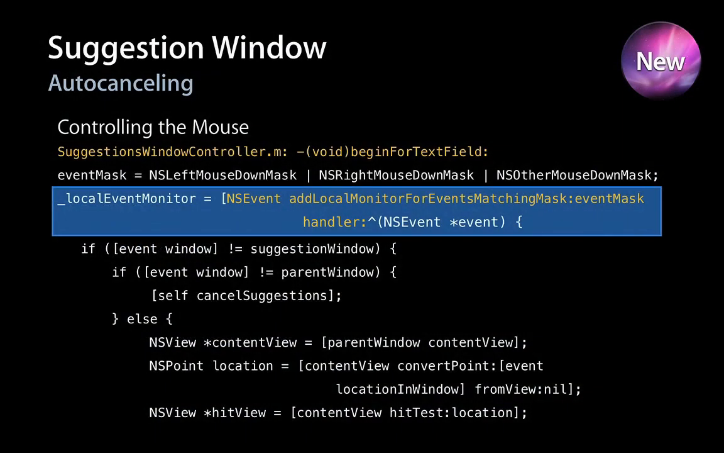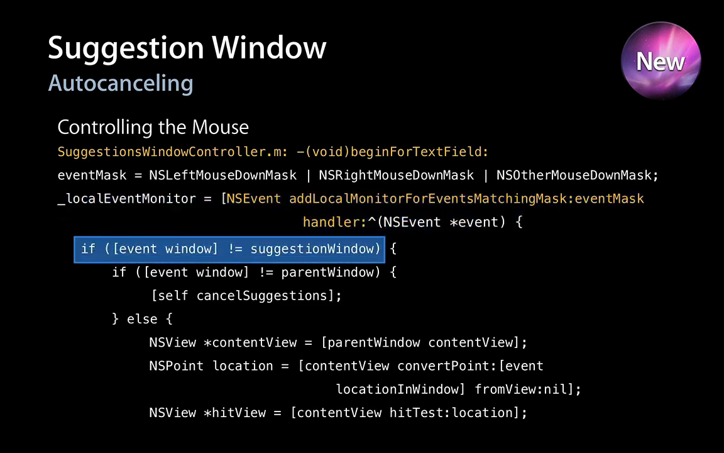Peter has already talked earlier in the talk about local event monitors and when they are processed. And this is a great place for us to use it. Event monitors are new in Snow Leopard. So whenever we go to show our suggestions window, we'll add a local event monitor. And this is great because now we don't have to subclass NSApplication or NSWindow. So we'll add a local event monitor for events matching mask, and we're interested in any of the mouse downs, whether it's the right mouse button, the primary mouse button, or any other mouse button.